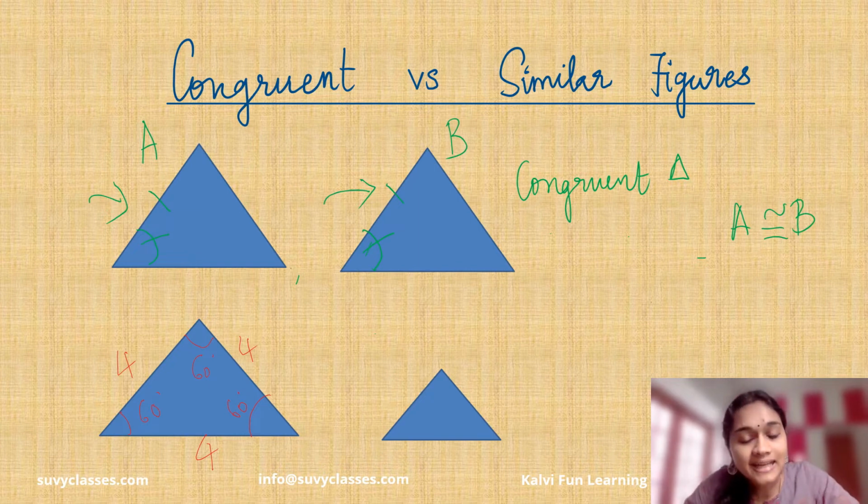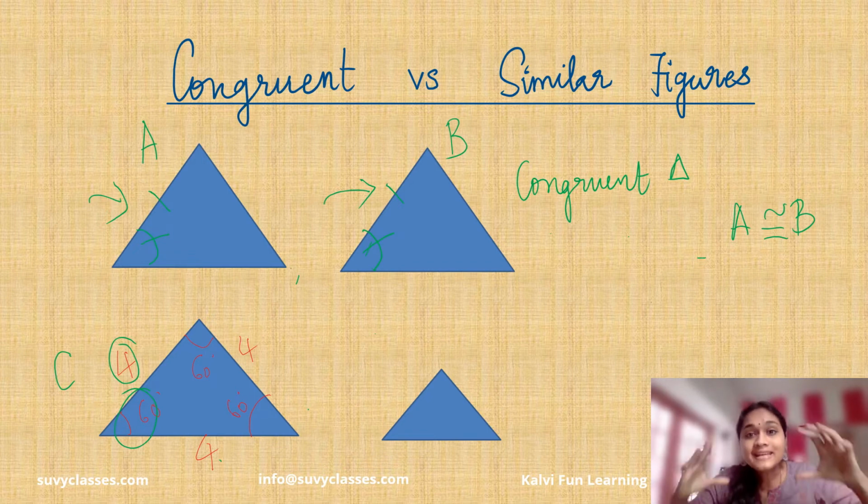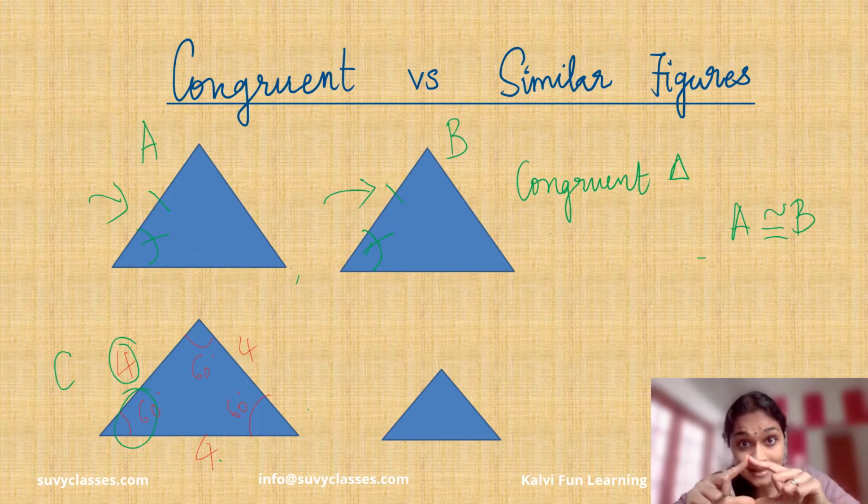Now, let me take another triangle and let me call it C. In this triangle, the angles are 60 degrees each and the sides are 4 centimeters each. This triangle clearly is an equilateral triangle because all three sides and all three angles are equal to each other. Now, with this triangle C, I have resized it. I have not changed the ratio of the sides, but I have made the entire thing smaller.